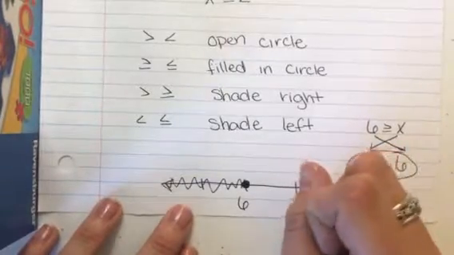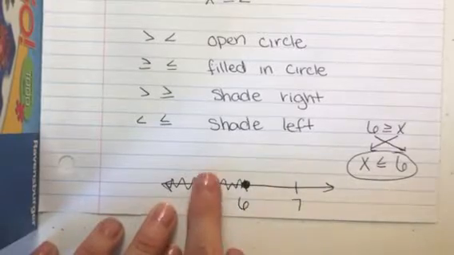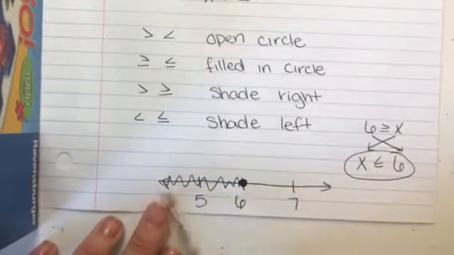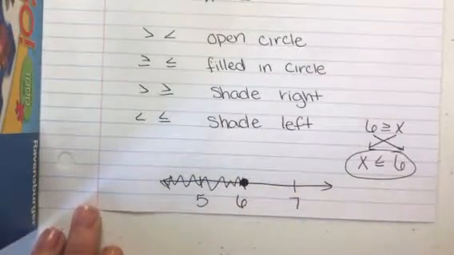Okay, if we have our other numbers on our line, 1 to the right, 1 to the left, right, 5 is less than 6. That's why we're shading this direction. All the numbers that are less than 6 on the number line are all included as potential answers.